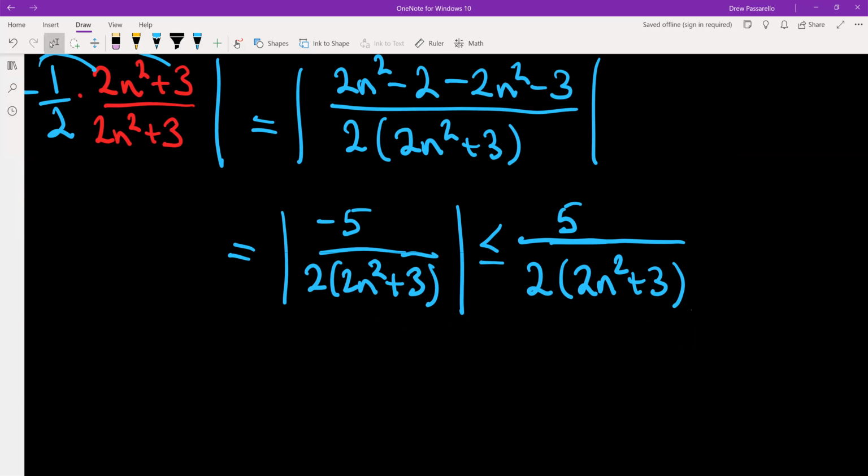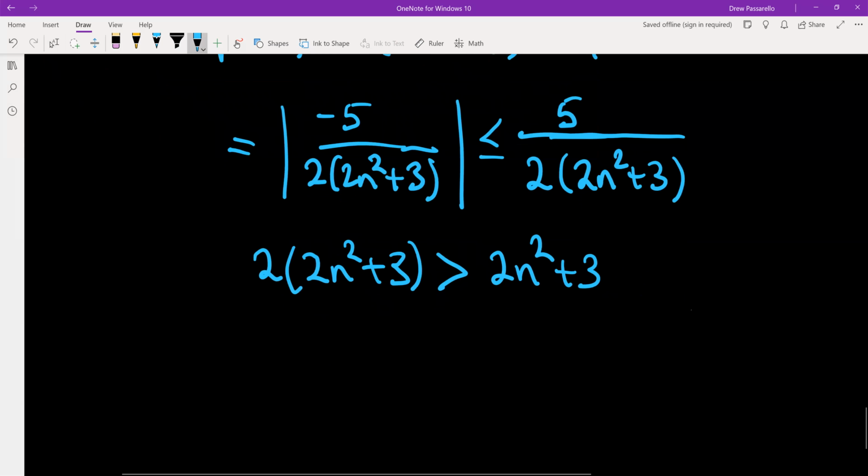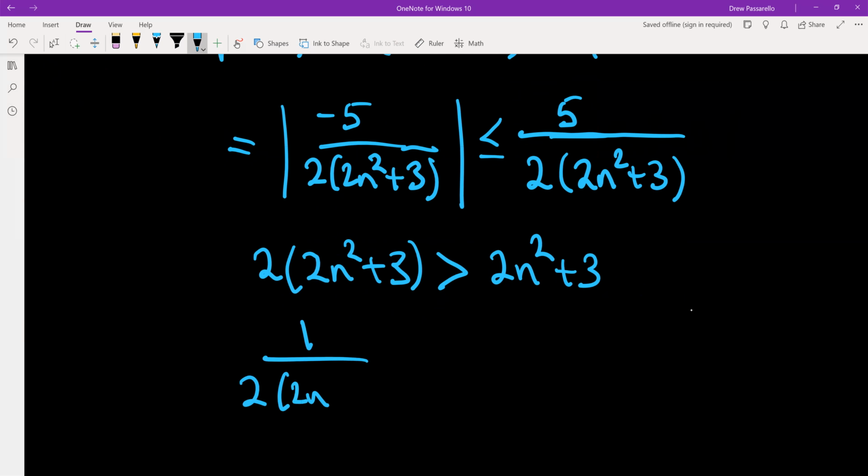And again, we need this to be less than epsilon. All right, so to make it a little bit easier, since 2 times 2n squared plus 3 is just greater than 2n squared plus 3, then taking the reciprocal, we have 1 over 2 times 2n squared plus 3 is less than 1 over 2n squared plus 3.